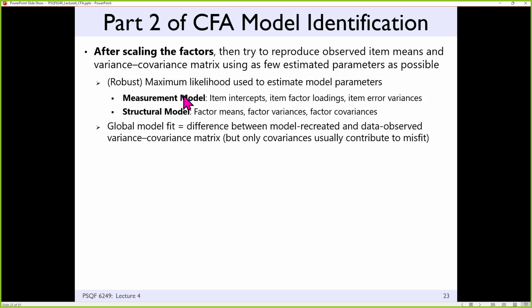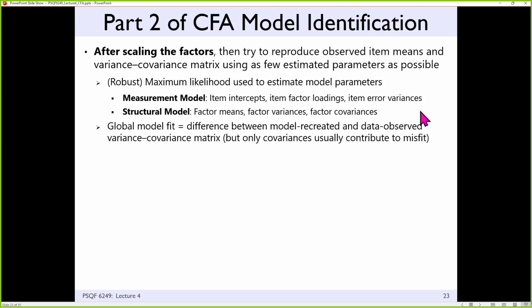So we have vocabulary here. Measurement model. When you hear that word, think item stuff. Measurement model is item intercepts, item factor loadings, and error variances across people per item. Structural model. When you hear that phrase, think factor stuff. Factor means, factor variances, factor covariances.